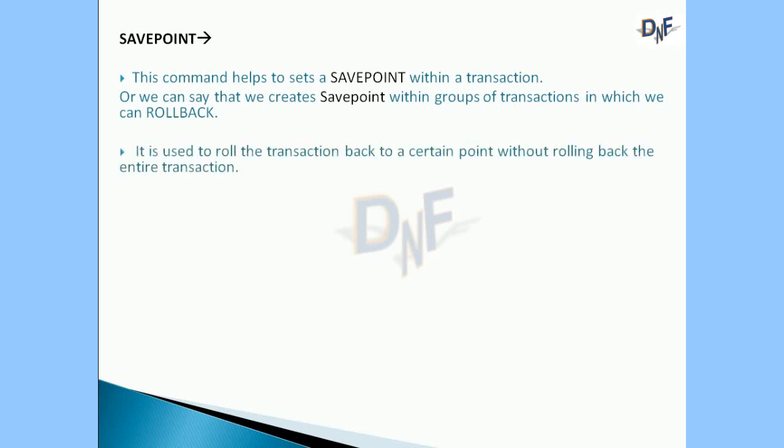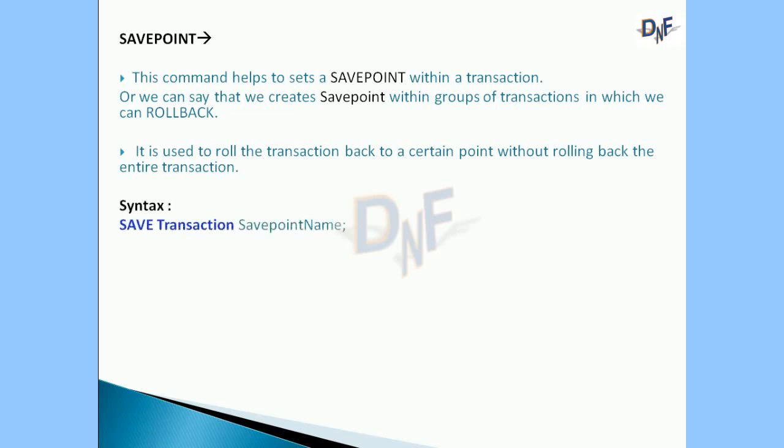It is used to roll the transaction back to a certain point without rolling back the entire transaction. It means if a transaction has multiple statements, like 10 to 15 statements, and I want to roll back only a certain point of the transaction, we can use the save point. We can put save points in multiple places, and I can reset the transaction on the basis of a save point.